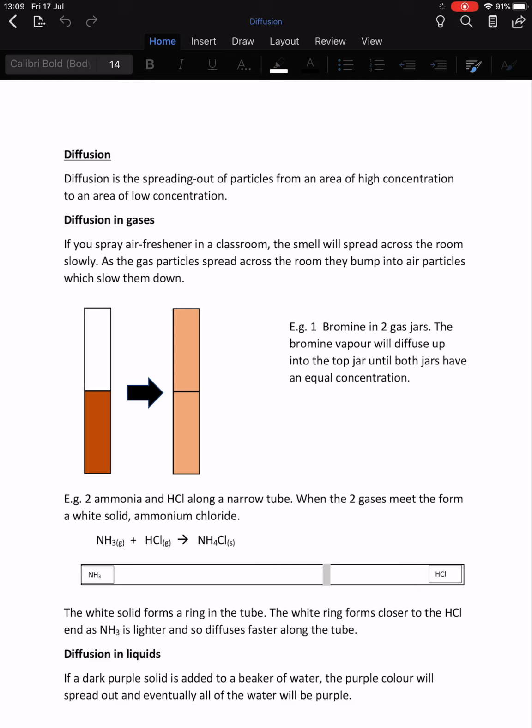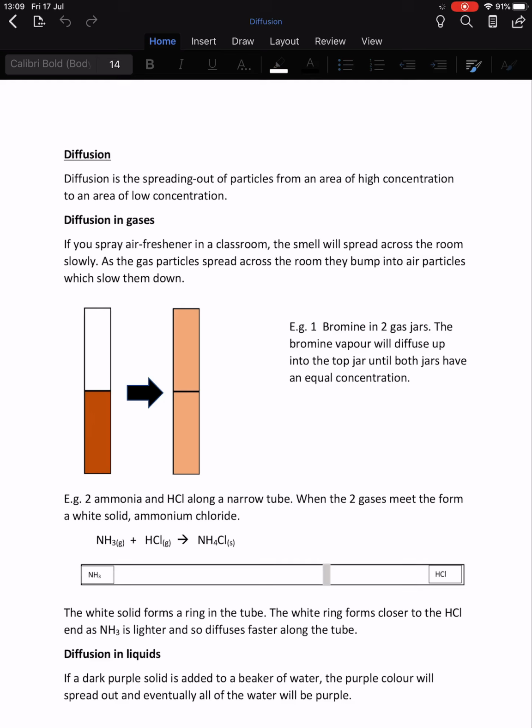So if you spray an air freshener in a classroom, the smell will spread slowly across the room. The people closest to where you spray it will smell it first, and the people farthest from where you spray it will smell it last. This is because as the particles spread across the room, they bump into air particles and that slows them down.